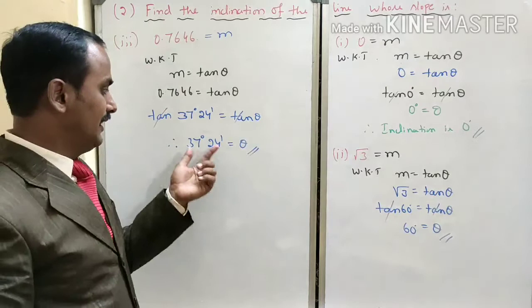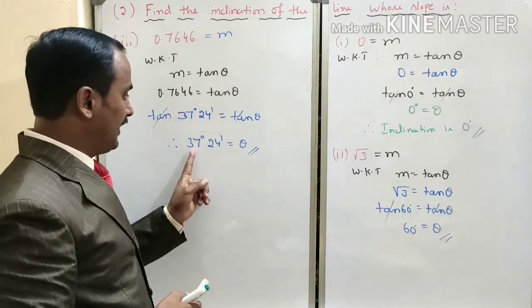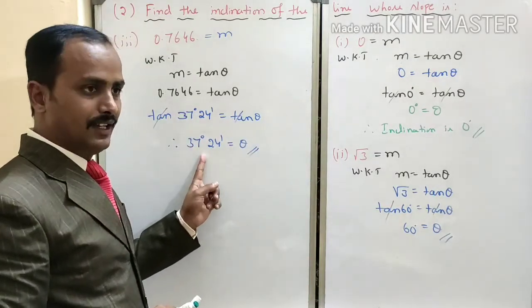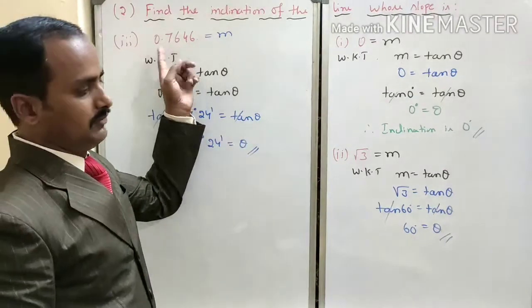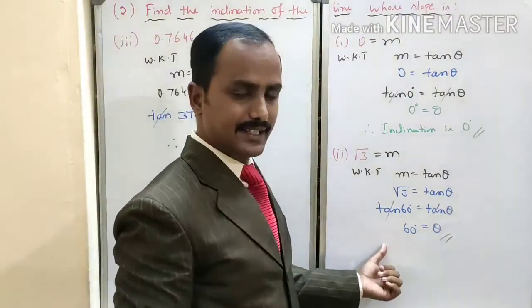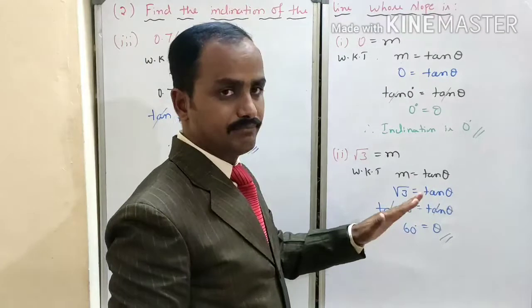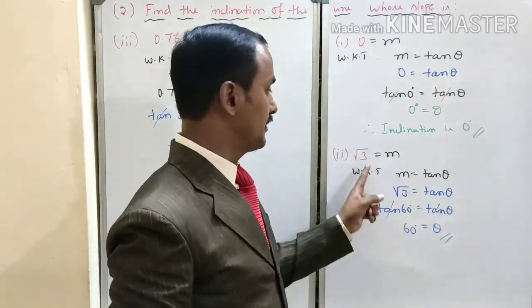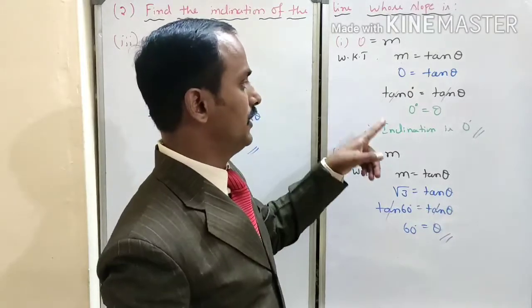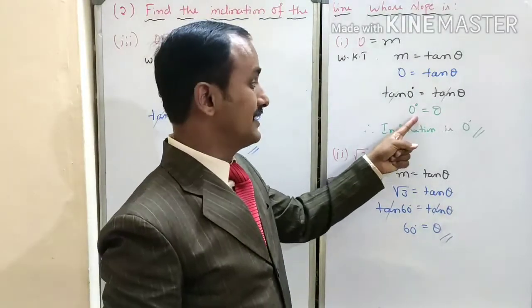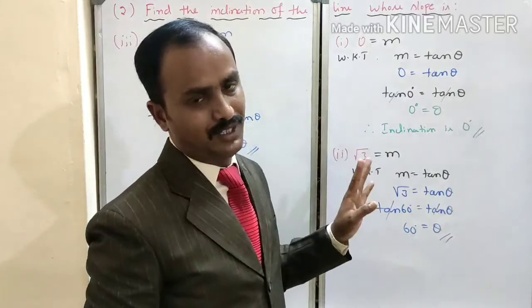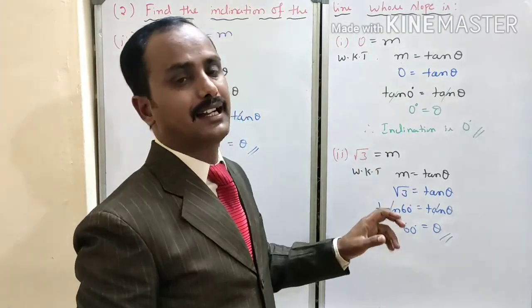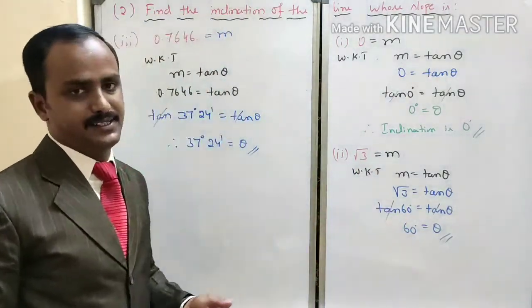Understanding? Easy, is it? When a line makes an angle with the x-axis, this is the slope value that will come. Understood, dear children? In the second problem, a straight line makes an angle of 60 degree with the x-axis, and that line's slope is root 3. Similarly, in the first one, the line makes an angle of 0 degree with the x-axis, and the slope is 0. Understood, dear children? Easy, is it? Directly I am going to the next main topic, dear children.